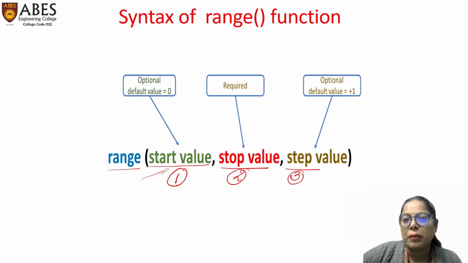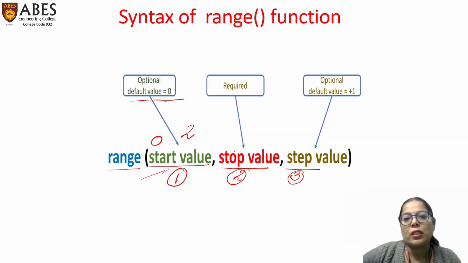Now you have to keep in mind that if you are not mentioning a start value in range, then by default it will take 0, and it is optional. That means it is not necessary that you will always write a start value. But if you don't write it, it will take the start value as 0. So if you want the start value to be 2, in that case you have to mention it in range. But if you are not writing it, it will by default take 0.